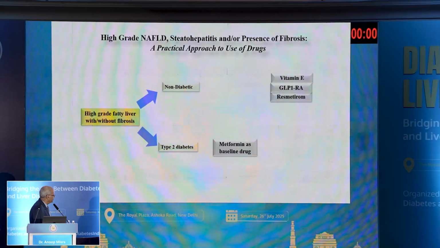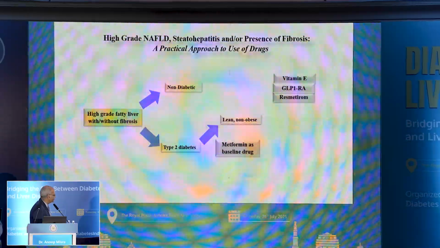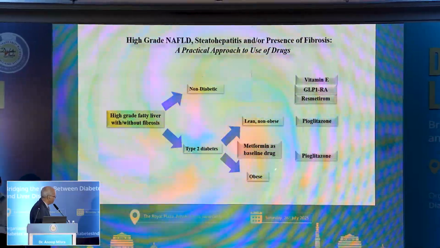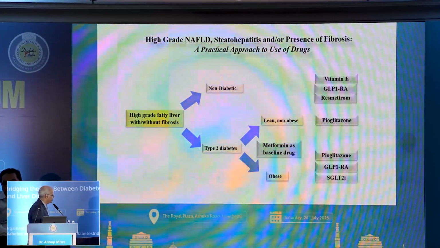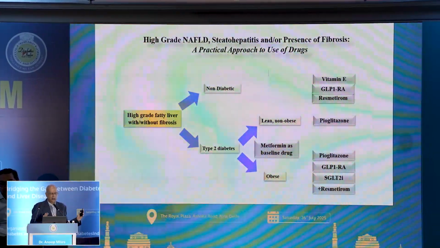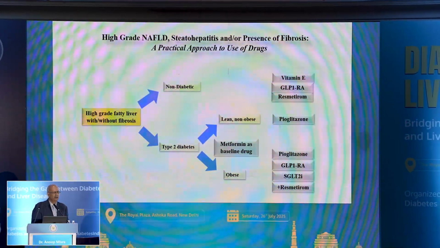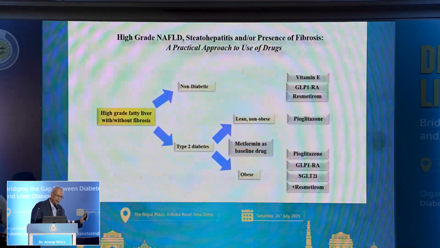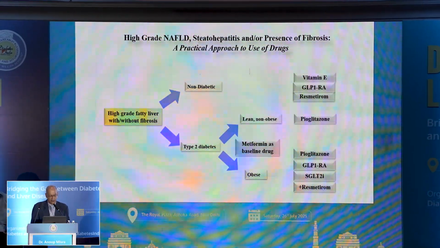In type 2 diabetes, metformin is the baseline drug, you cannot take it away. If the patient is non-lean, non-obese, use pioglitazone. And if obese, judicious use of pioglitazone, GLP-1 receptor analogs, SGLT2 inhibitors, and resmetirom. If you remember this, we'll be fine. Use judiciously, individualize the therapy, and the patient will benefit from all angles. Remember, amongst these drugs, two are not diabetic drugs, vitamin E and resmetirom. The rest are acting on the other parameters as well.